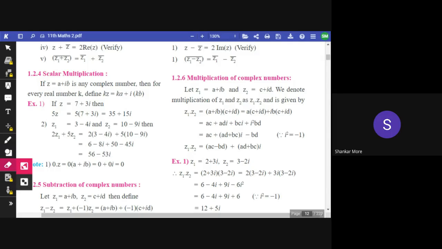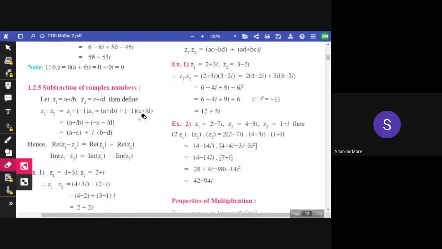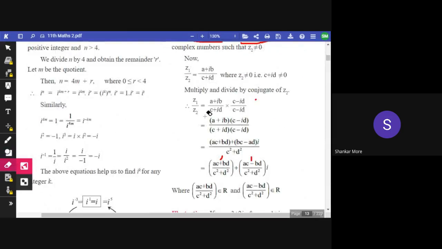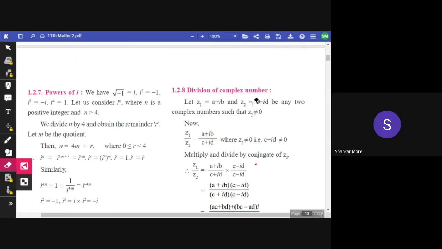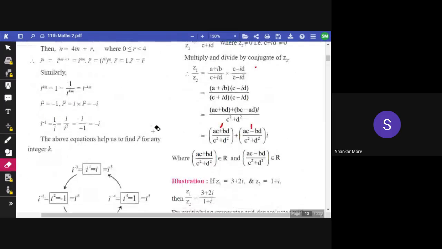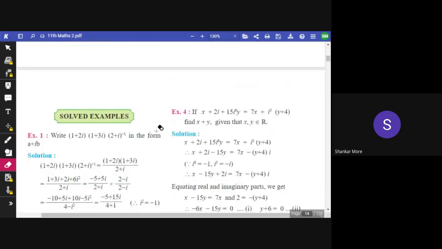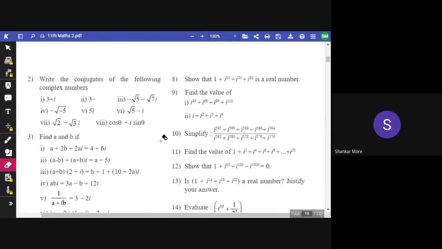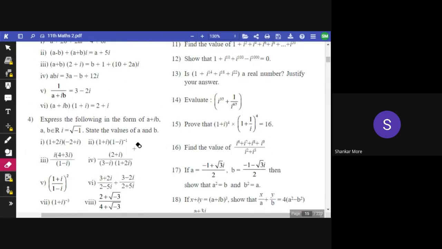I don't know why the others haven't joined, but we will continue because it's 7 p.m. now. My first question to both of you: have you solved all the questions from exercise 1.1 and 1.2? Yes or no? Have you solved the questions? No.